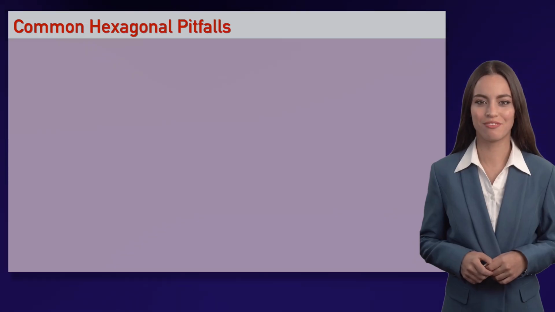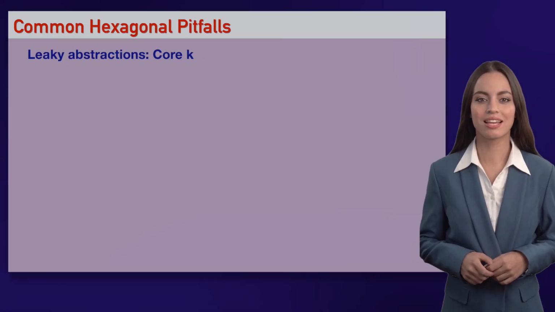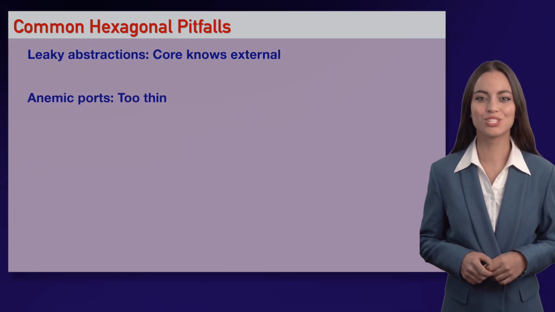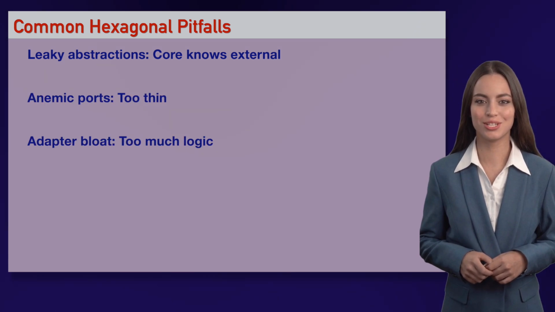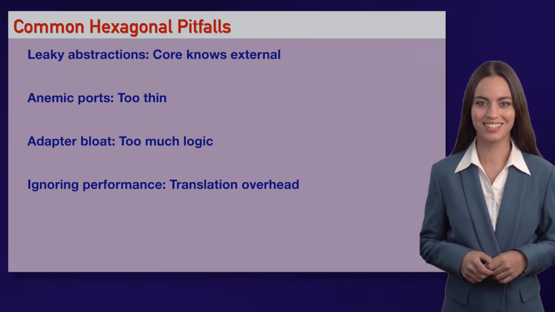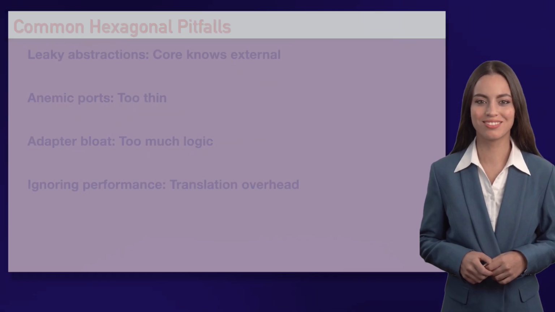Common hexagonal pitfalls. Leaky abstractions allow external details to bleed into the core. Anemic ports with too little definition reduce value. Adapter bloat adds unnecessary logic outside the core. Ignoring performance from translation layers can create hidden bottlenecks.